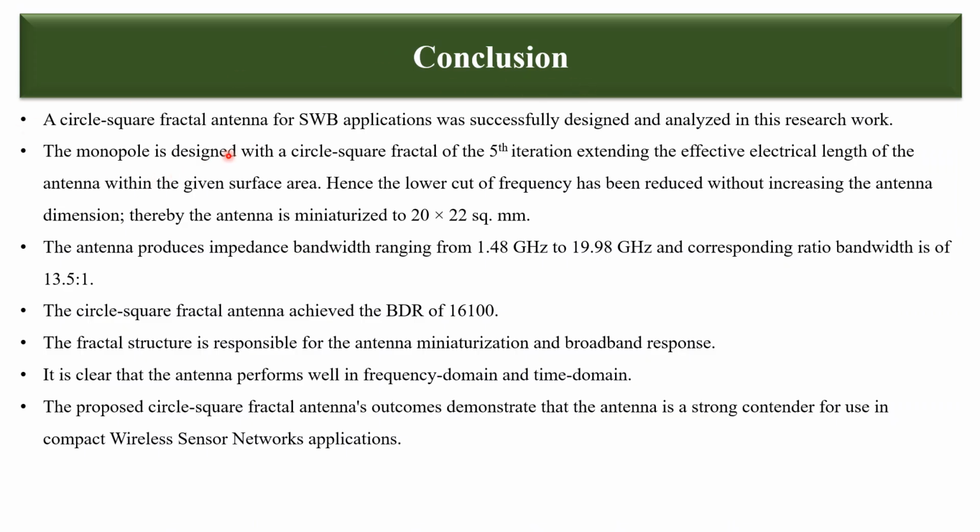Conclusion: a circle square fractal antenna for super wideband application was successfully designed and analyzed in this proposed work. Miniaturization is achieved in the fifth iteration, about 20 by 22 square mm, and the antenna produces a larger impedance bandwidth ranging from 1.48 GHz to 19.98 GHz, which corresponds to a bandwidth ratio of 13.5 to 1, and produces a larger bandwidth dimension ratio of 16,100. It performs very well in frequency domain and time domain, and it is very much suitable for wireless sensor network applications.